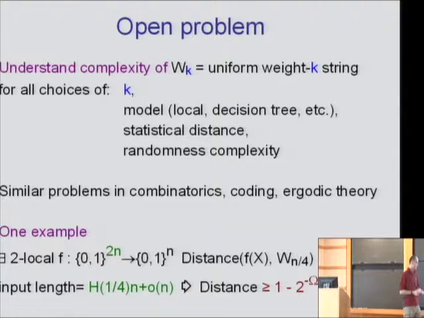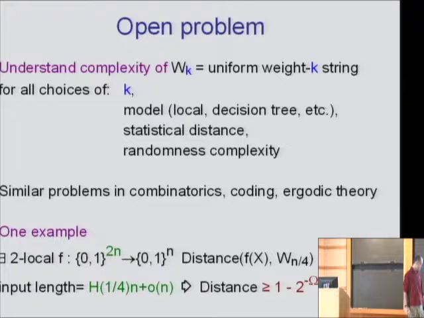So the fact is that if you want to get very close to the distribution W(n/4), these are Hamming weight n/4, I can just use a function which is 2-local, and just outputs n blocks of two bits. Here I use 2n input bits, and I get distance bounded away from 1 by an inverse polynomial. And this is a triviality.